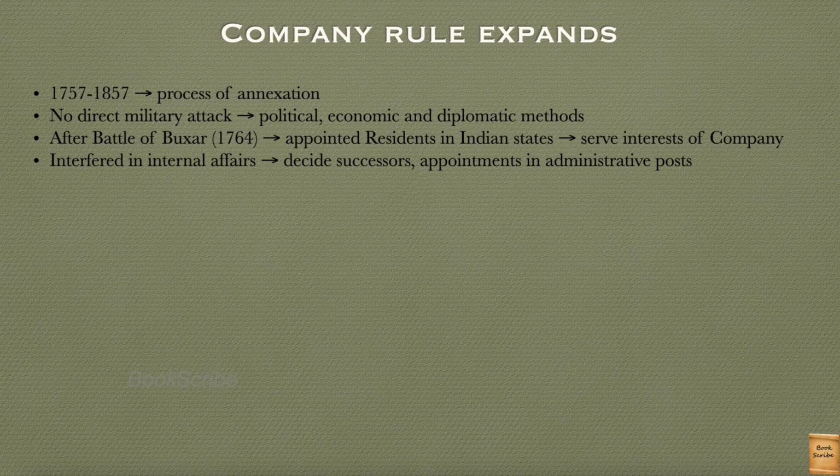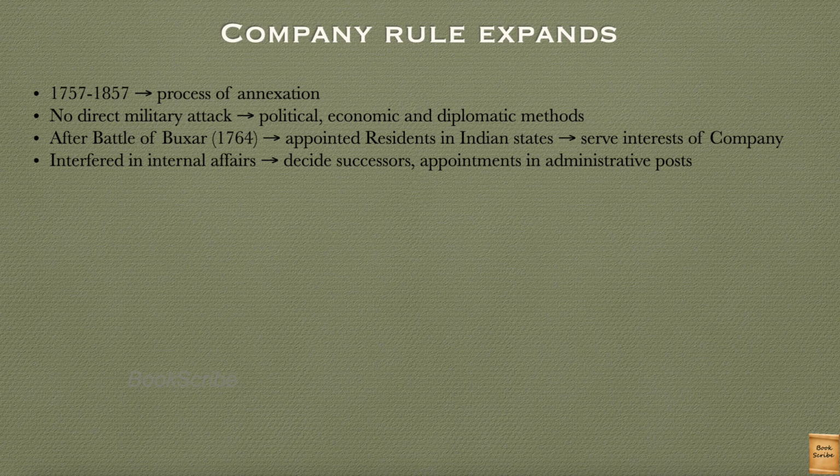After the Battle of Buxar in 1764, where even the Mughal Emperor Shah Alam was defeated, what happened? The company installed a resident in every Indian state it had a relationship with. The work of these residents was to serve the political and commercial interests of the company. They were agents, and through the resident, the company interfered in the internal matters of the kingdoms. By interfering, their aim was to create some change inside the kingdoms.